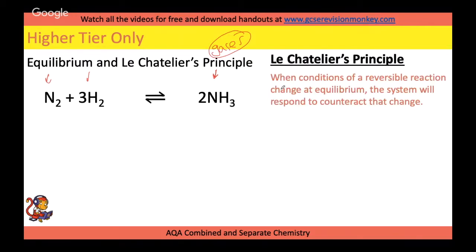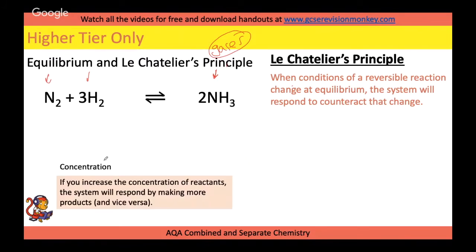So Le Chatelier's principle says that when conditions of a reversible reaction change at equilibrium, the system will respond to counteract that change. And there's several changes that could happen. You could increase the pressure if you're talking about a gaseous system, you could increase the temperature, or you could increase the concentration. So just look carefully at the system that you've got. If this wasn't involving gases, you wouldn't be talking about increasing the pressure.